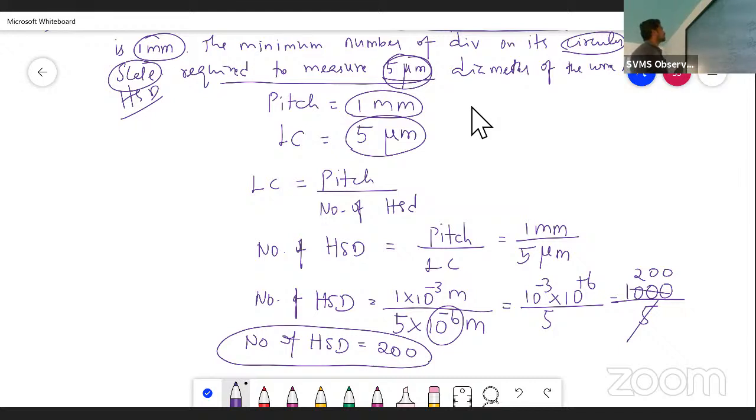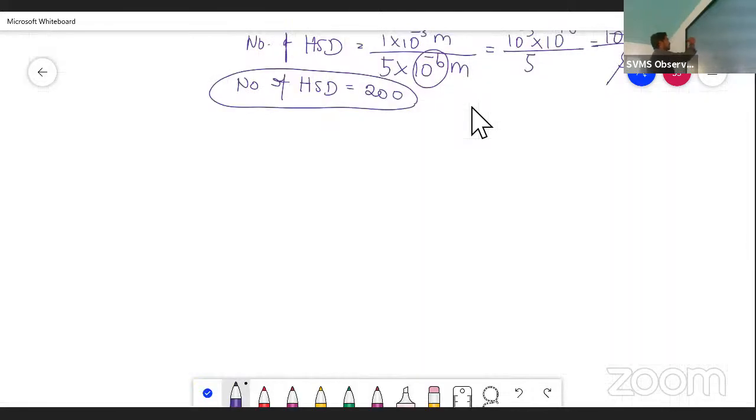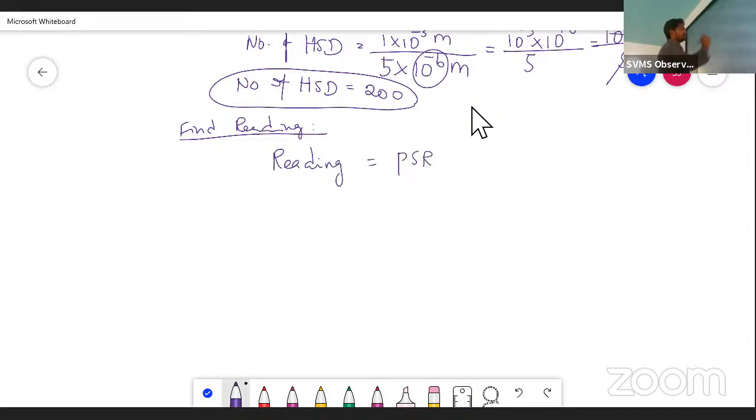Next, how we measure the reading, that is, find the reading in a screw gauge. What is the formula for finding the reading value? Screw gauge reading is equal to pitch scale reading plus head scale reading. Head scale reading is equal to head scale coincidence, HSC, into least count. This is the formula of the reading value.